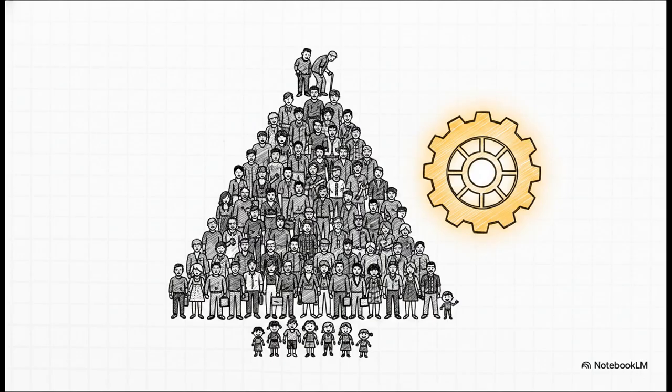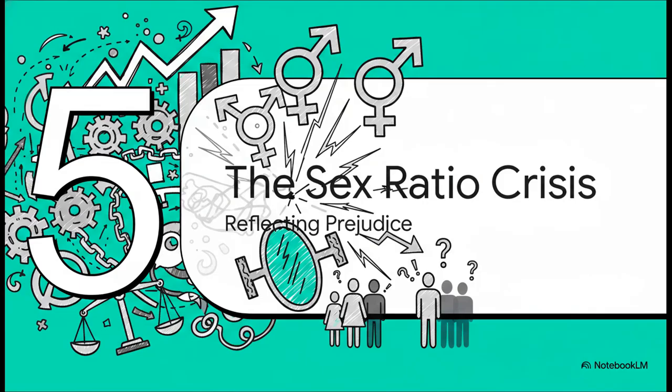But think about what this means for the intergenerational dependency ratio for a second. Does having a huge working youth and a growing elderly population create tension between the generations? Or does it actually forge stronger bonds of support? It's a huge question for our society. Finally, Section 5, the sex ratio crisis, when demography reflects prejudice.